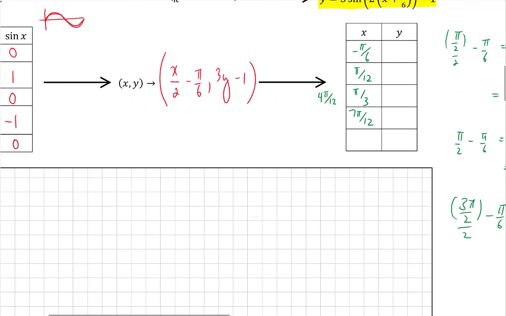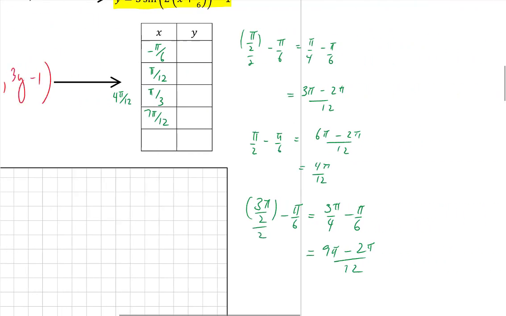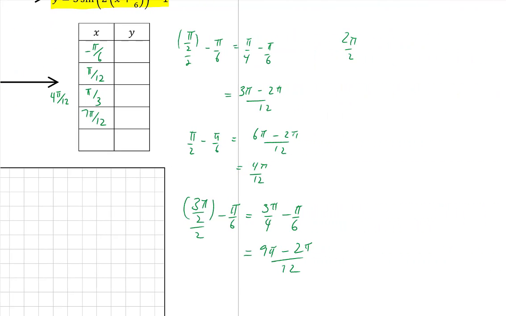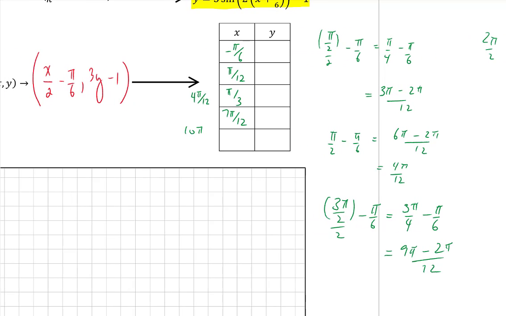And then finally for 2 pi, I have 2 pi divided by 2 minus pi over 6. And let's say we keep the common denominator as 12. I end up with 12 pi minus 2 pi all over 12, which is 10 pi over 12, which is equal to 5 pi over 6.